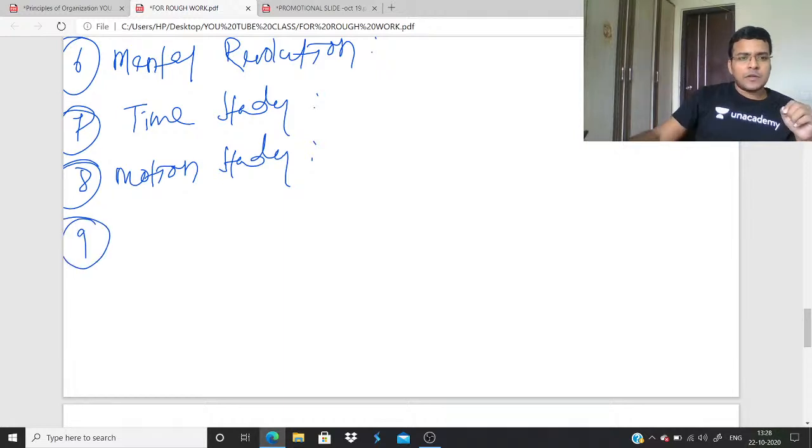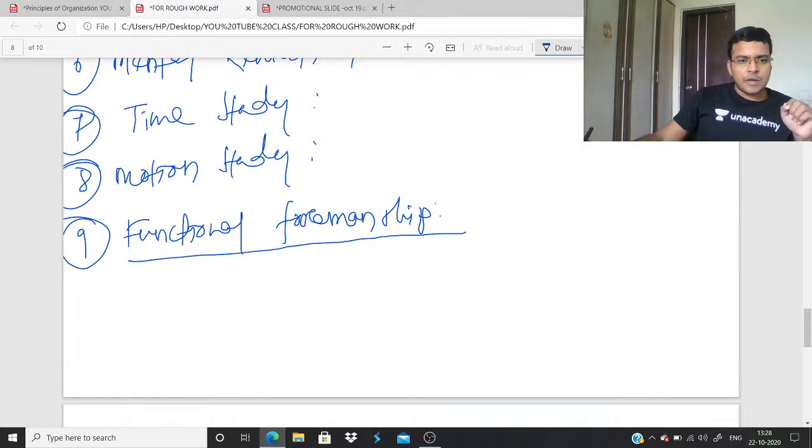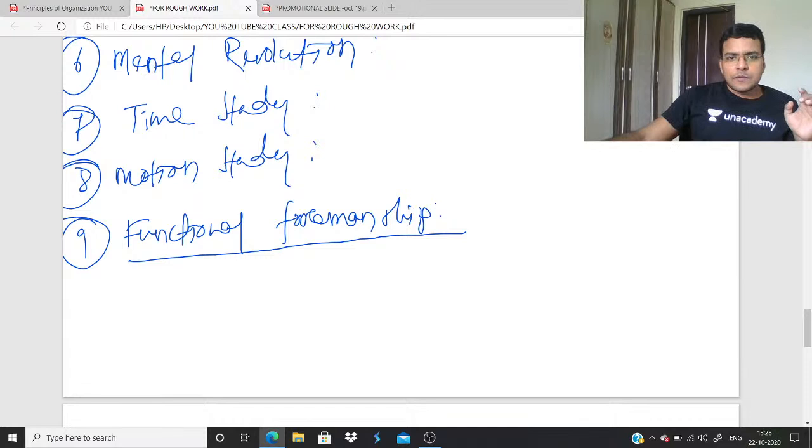Nine, functional foremanship. Try to understand. Functional foremanship means this is a diagram. I am drawing the diagram. After that I will explain.